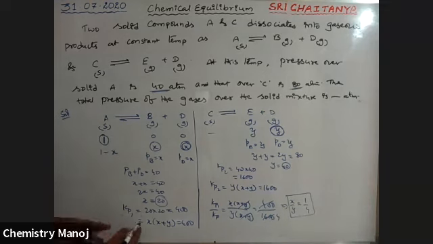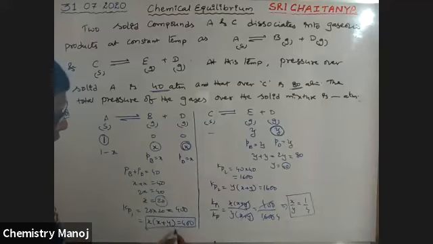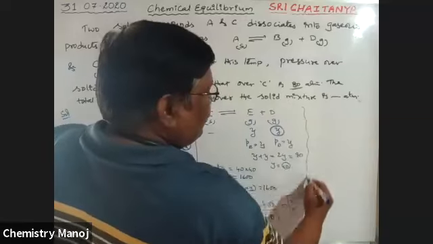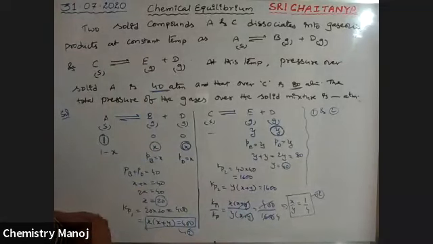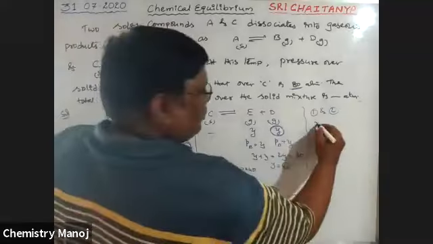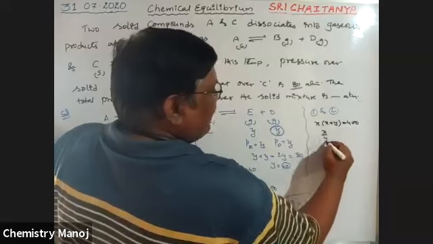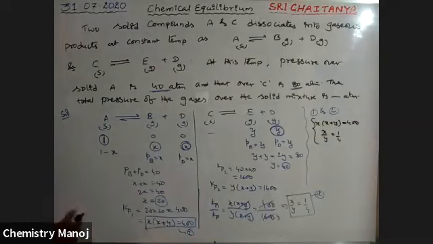Also, x into x plus y is equal to 400, this is equation 1, and x by y is equal to 1 by 4, equation 2. From 1 and 2, we will calculate. So x into x plus y is equal to 400, and x by y is equal to 1 by 4. Solve these two equations and we will get x and y values.